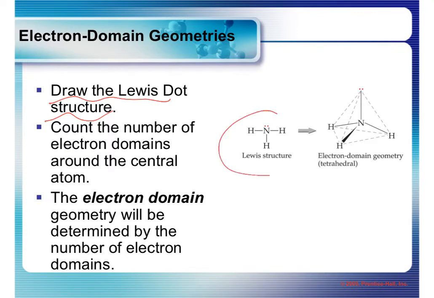So if we took a simple example, ammonia, NH3, if you're just looking at the formula and you don't bother to draw a Lewis structure, you may think ammonia has 3 electron domains. But if you draw a Lewis structure, you realize there's also a lone pair of electrons on the nitrogen, so there are, in fact, 4 electron domains.